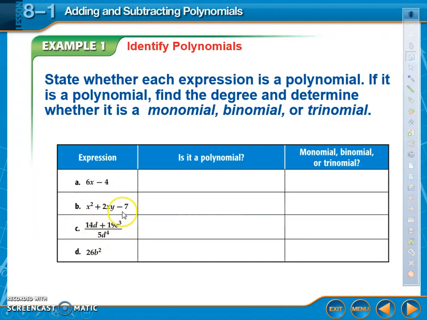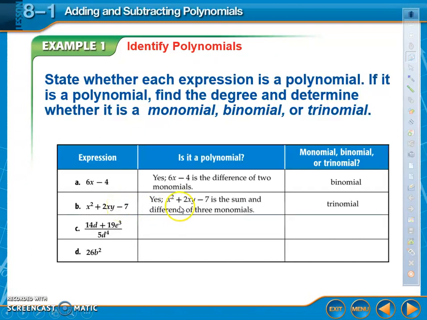So you see these expressions we have right here. And look at A, 6x minus 4. So is that a polynomial? Yes. It's two different monomials in the same sentence right there. So two of them means it's a binomial. All right, let's look at the next example. We have three different things right there, with addition or subtraction signs between them. So yeah, that's going to be a polynomial, and that's going to be a trinomial. There are three different parts of it.